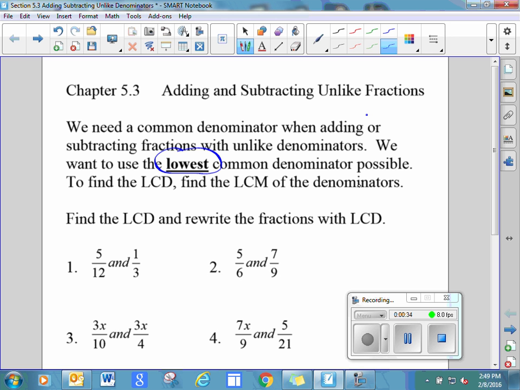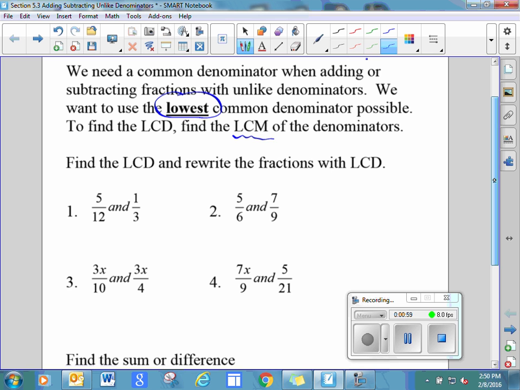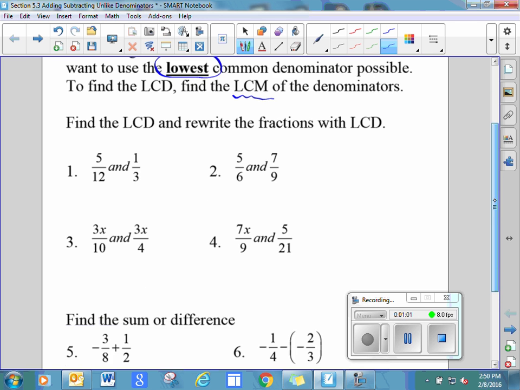There's an easy way to figure out what the lowest common denominator between two or more denominators is if you don't automatically know it. Find the LCM. You remember that from chapter 4, the least common multiple of your denominators. That gives you automatically the lowest common denominator. So we're going to do some problems. We're going to kind of run through them here, and stop the video and replay it if you need to.